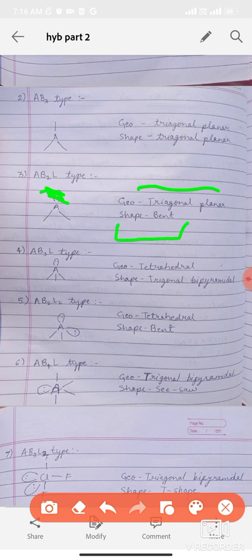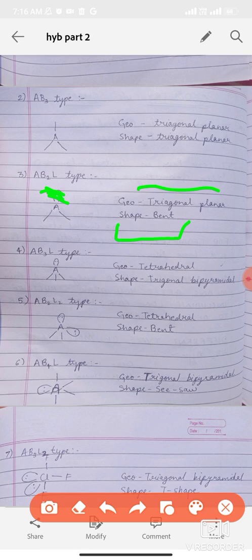Moving on to the next one, that is AB2L type. Here there are two bond pairs and one lone pair. So as I have told you, we will hide the lone pair in case of the shape. So here the geometry is trigonal planar, but in case of shape, let's hide the lone pair. Then we will observe the shape, which is here bent. See, this is a bent shape.